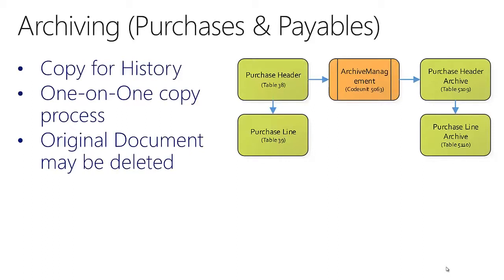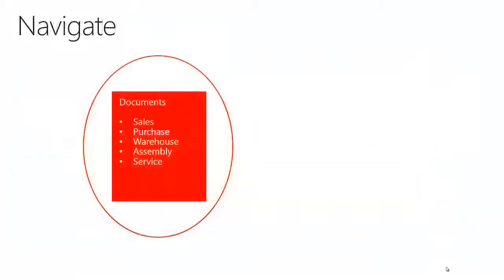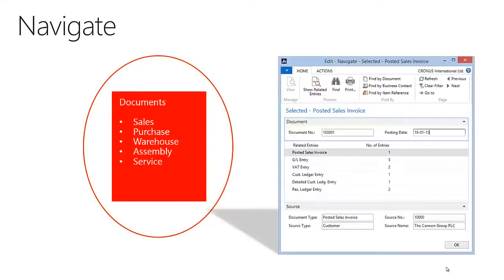Archiving means a one-to-one historical copy of the document without changing it. For example, archiving a sales quote or archiving timesheets. When either of these workflows create entries, we need to be able to relate back to them from the documents into the details. This is done using the API called Navigate. One of the entry points of Navigate is documents.